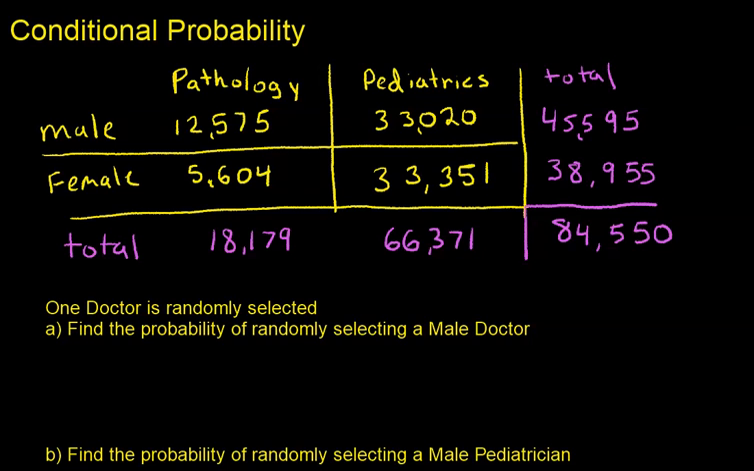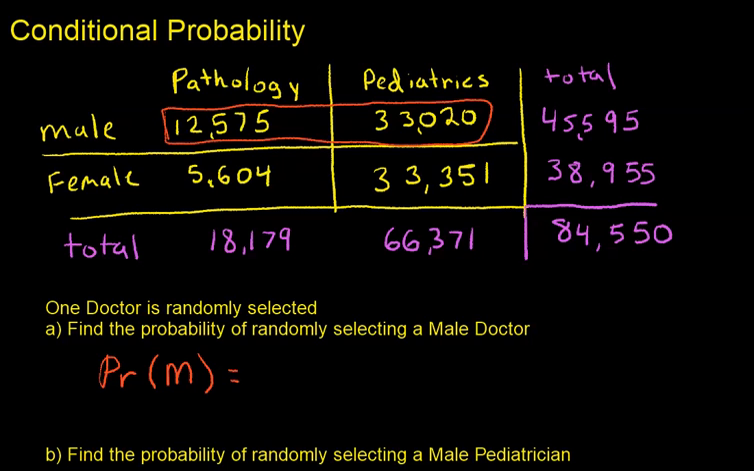First, let's calculate some probabilities that we know how to do. So let's calculate the probability of randomly selecting a male doctor. Okay, so let's try that out. The probability of getting a male doctor. So I'm going to use M for male. Well, let's see how many male doctors there are. If we add these two together, that's how many male doctors are in this sample, which we already have a total column, so it tells us over here what that sum is.